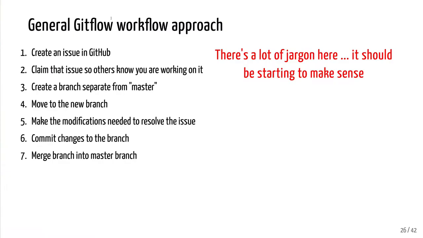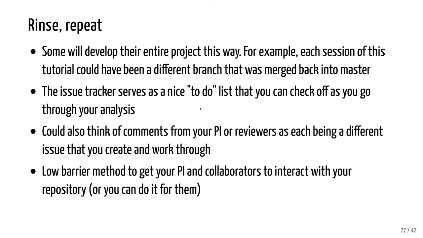So again, this was the general Git flow workflow that we just went through. We created an issue in GitHub, issue 1. We claimed that issue so others knew we were working on it. Again, I'm the only one working on this, but I can still assign it to myself. Back in Git on AWS, we created a branch, issue_001. We then checked out that branch. We made modifications on the branch. We committed our changes to the branch, and then we merged that branch into the master branch, and then we finally pushed that up to GitHub. Rinse, repeat. You keep repeating this, as I was saying, to work through an analysis. So some people, like I was saying, develop their entire project this way.